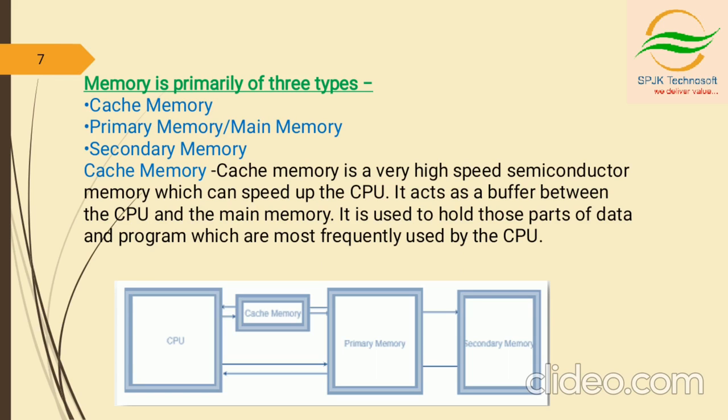Next, coming to the cache memory. Cache memory is a very high speed semiconductor memory which can speed up the CPU. In computing, a cache is a hardware or software component that stores data so that future requests for the data can be served faster. The data stored in a cache might be the result of an earlier computation or a copy of data stored elsewhere. The following diagram shows the three memories: cache memory, primary memory and secondary memory.